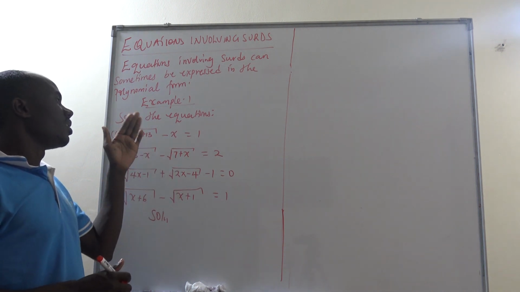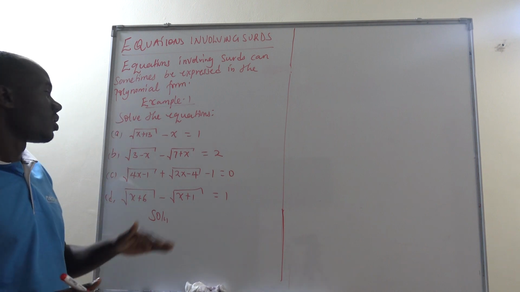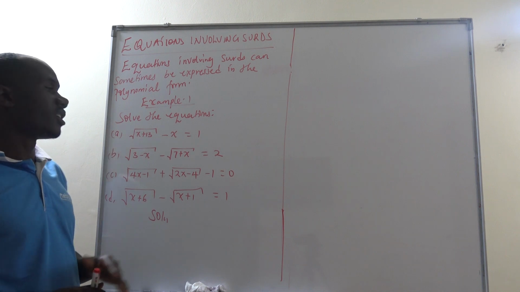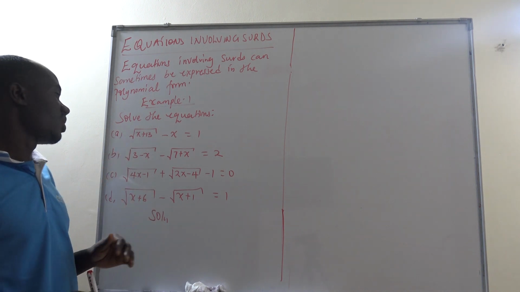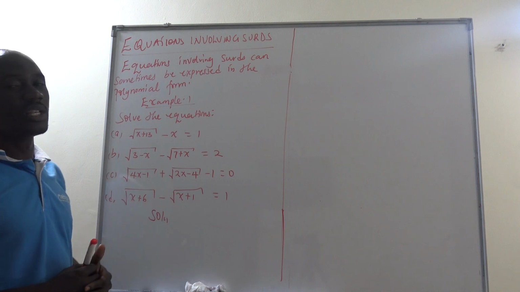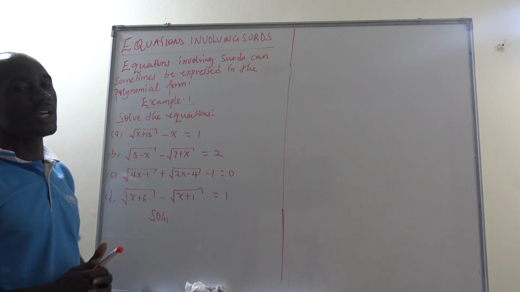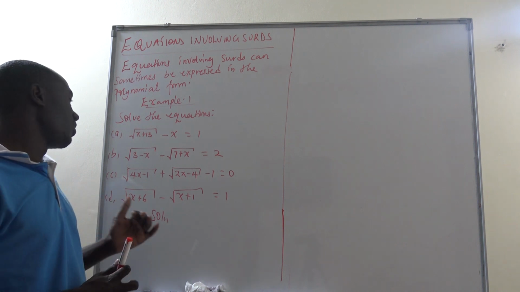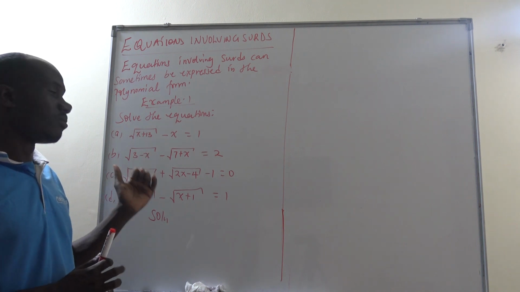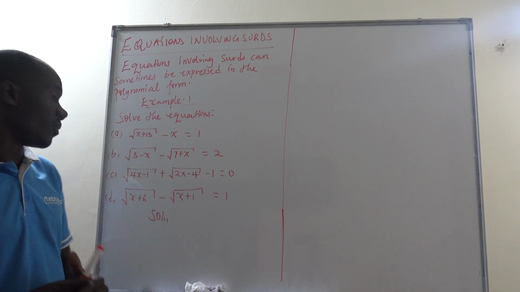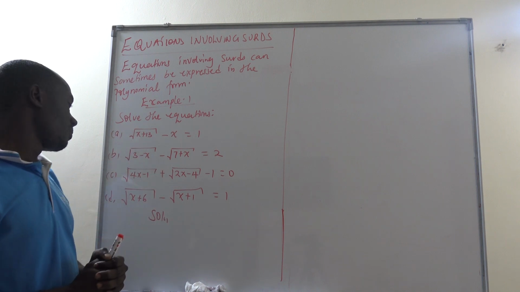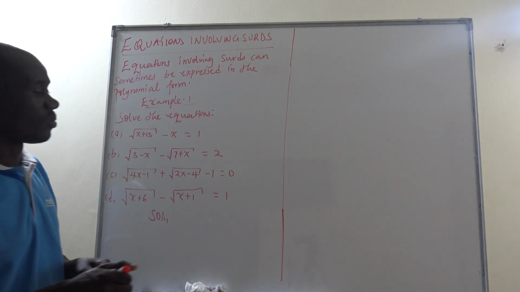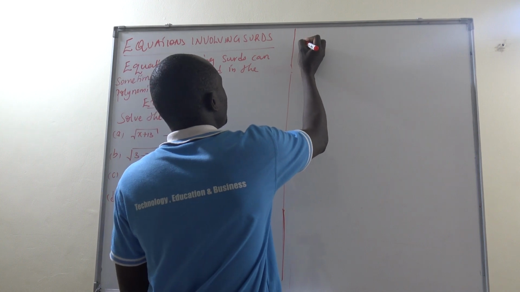We are going to deal with these examples. The first one says solve the equations. Part A: root of x plus 13 minus root x equals 1. Part B: root of 3 minus x minus root of 7 plus x equals 2. Part C: root of 4x minus 1 plus root of 2x minus 4 minus 1 equals 0. Part D: root of x plus 6 minus root of x plus 1 equals 1. We are going to start with part A.